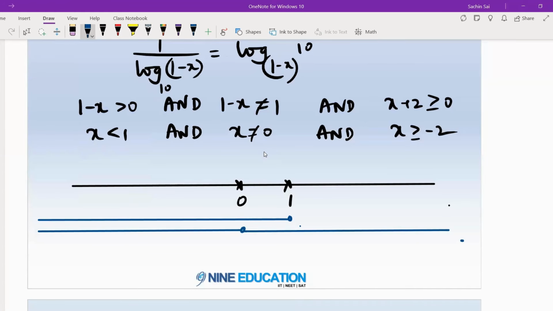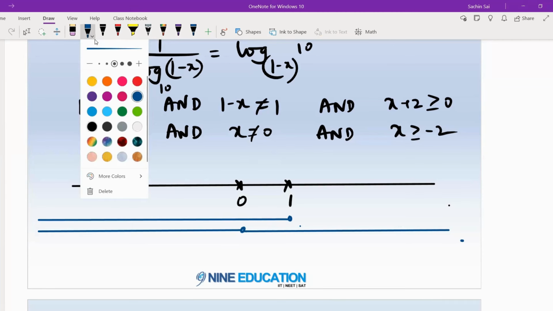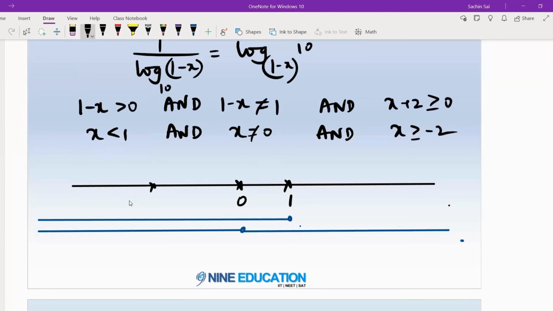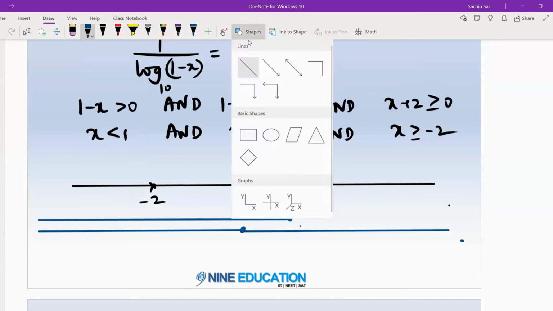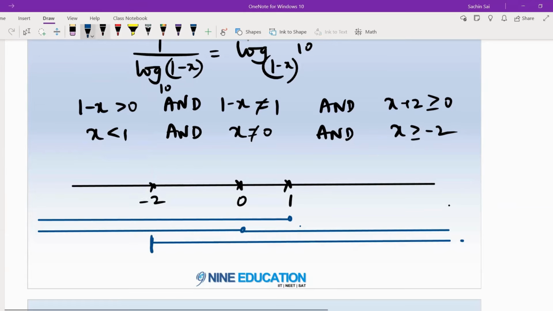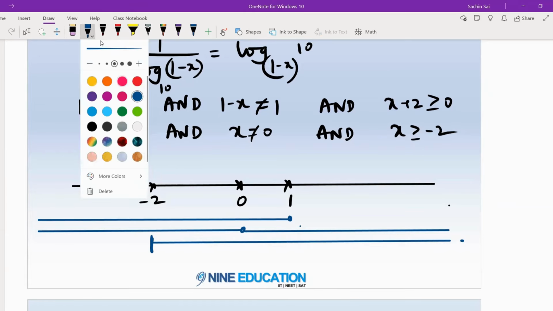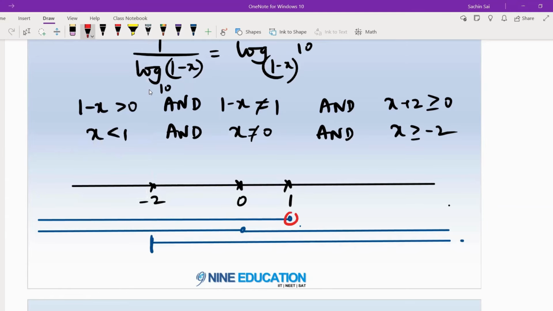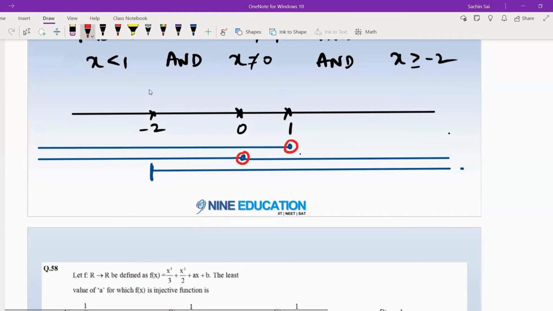The third condition is x is greater than or equal to -2. So if I take -2 here on the number line, then I will represent x greater than or equal to -2 by means of this line. And I'll put a vertical bar here. The reason being, if there is a circle somewhere, it means that number is not included. And if there's a vertical bar, then that number is included.